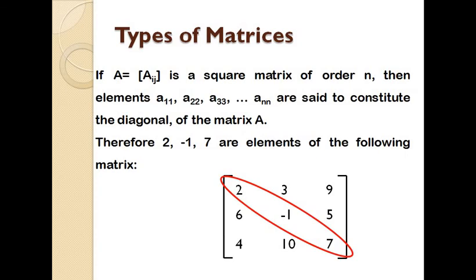So one more thing we will come to see here, the diagonals. What are the diagonal of a matrix? If a matrix Aij is given and it is a square matrix, then the elements A11, A22, A33, ..., Ann are said to constitute a diagonal of the matrix.